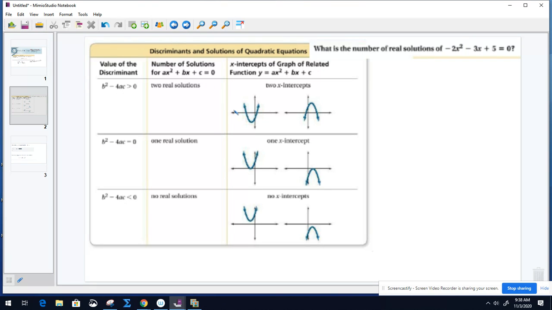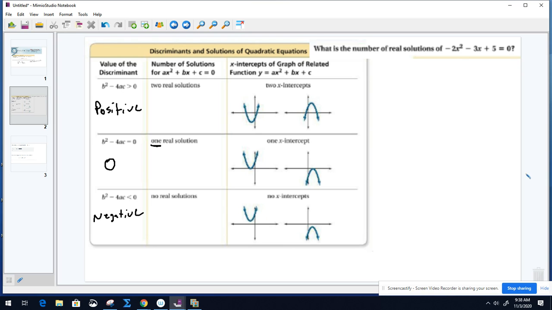So again, here's kind of the picture of it. If b squared minus 4ac is greater than 0, this means that it is positive. So if when I do the problem, I get a positive number here, that means there's 2 real solutions. If the answer equals 0, that means there's 1 real solution. And if it's negative, that means that there are no real solutions, which means you have a parabola. You just aren't going to see it cross the x-axis anywhere.